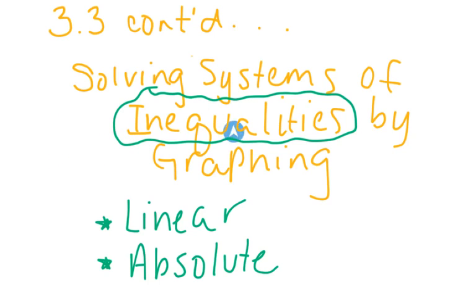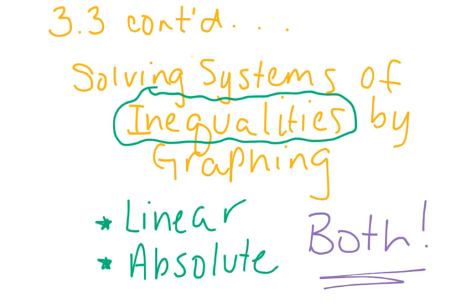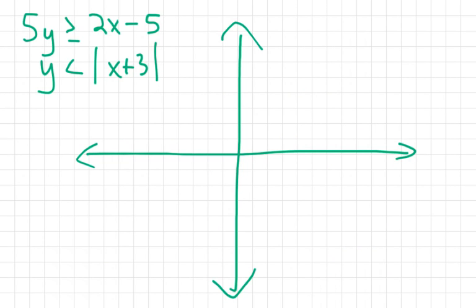In the previous video, we graphed strictly linear inequalities. This one, we're going to do a couple examples with absolute value or a combination of both. So, crazy stuff. Let's start off with a combination of both. I have a linear inequality and an absolute value inequality. Let's start with the linear.